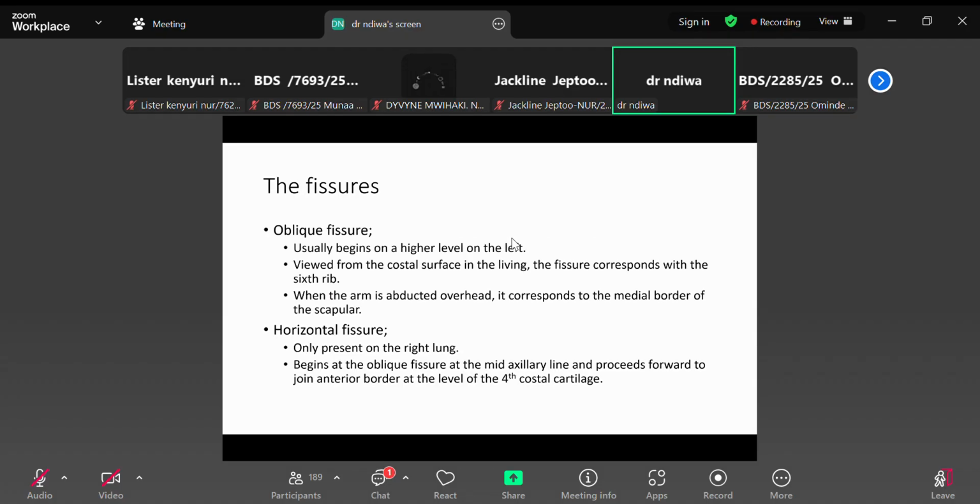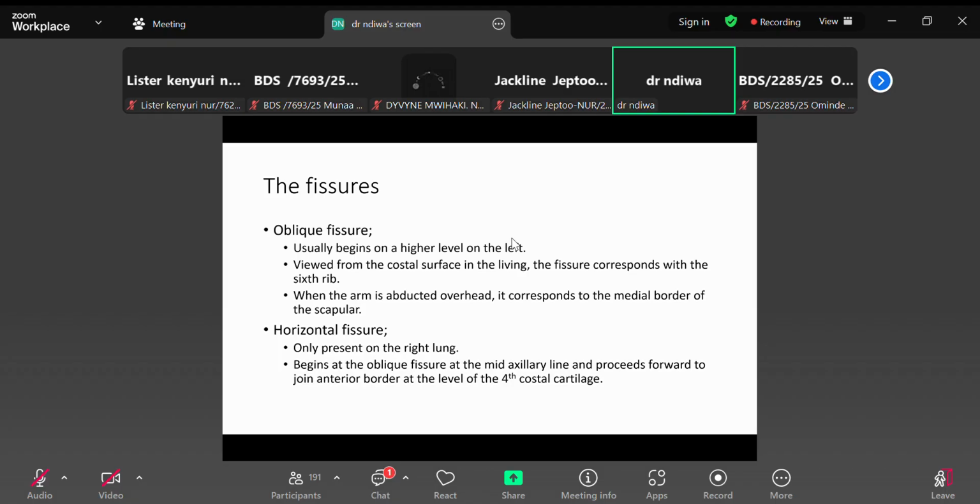The oblique fissure usually begins on a higher level on the left. Again, another difference between the left lung and the right lung is that the oblique fissure of the left lung begins on a higher level compared to the right. And then when you look at it from the costal surface in the living, the fissure corresponds to the sixth rib. So when you look at your sixth rib, that's where your oblique fissure is. And when you raise the arm above your head, it corresponds to the medial border of the scapula.